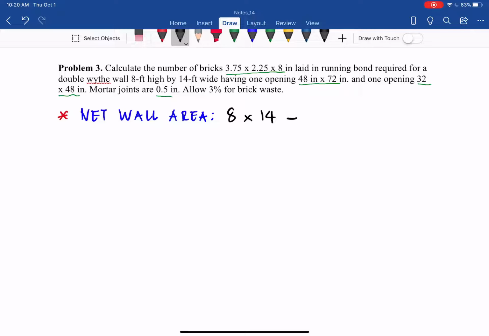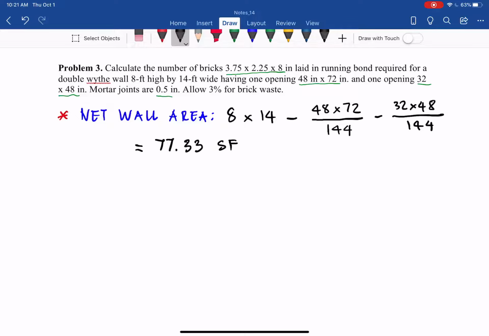And we have to deduct the openings. The first is 48 times 72, in inches, so it will be square inches. We need to divide by 144, that is 12 times 12, to change it to square feet. Similarly for the other opening, 32 times 48, we divide by 144 to get square feet. From that we get the net wall area equal to 77.33 square feet.